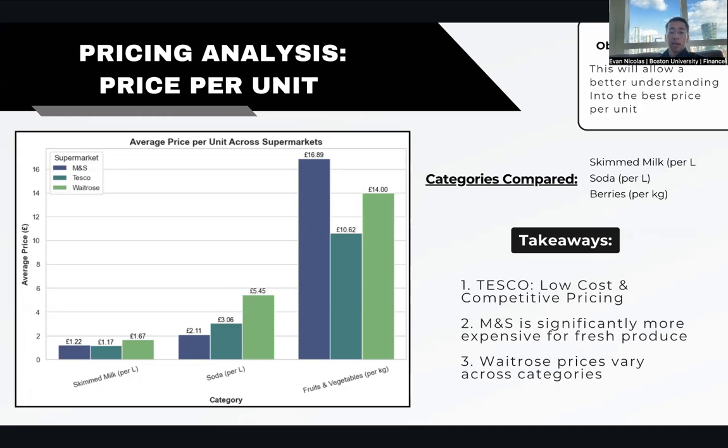So when looking at the price per unit, Tesco remains the most affordable out of all the supermarkets. Tesco uses competitive pricing for milk and fresh produce while charging a higher price for sodas, indicating higher margins for drinks. M&S, on the other hand, is significantly more expensive for fresh produce, charging over 50% more than Tesco. Now we are going to move on to our expansion strategy.